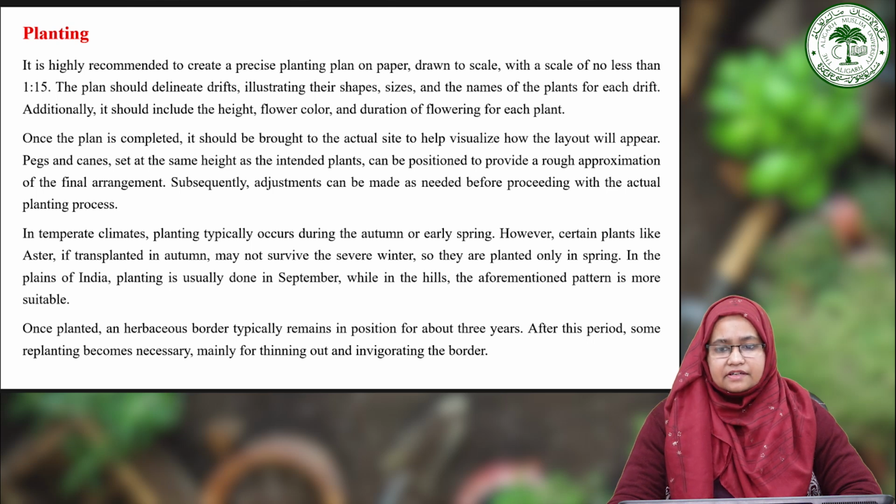Next is maintenance and replanting. After planting, an herbaceous border typically remains in position for about 3 years. After this period, some replanting becomes necessary, mainly for thinning out and invigorating the border. Regular maintenance, including watering, weeding, and pruning, is essential to ensure the health and longevity of the border. By following these steps and adhering to the planting plan, gardeners can create and maintain vibrant and visually appealing herbaceous borders that enhance the beauty of their outdoor spaces.